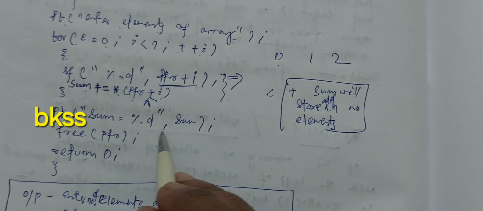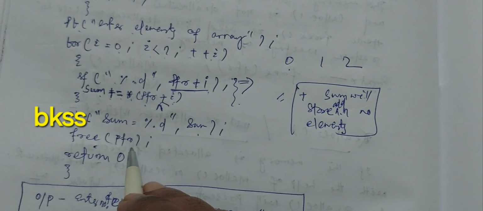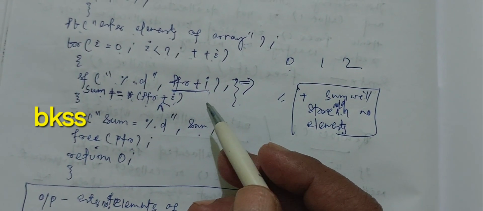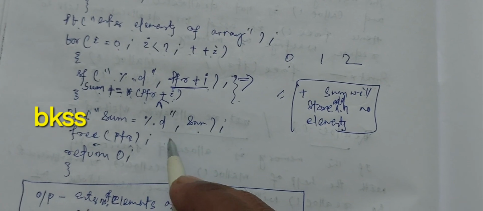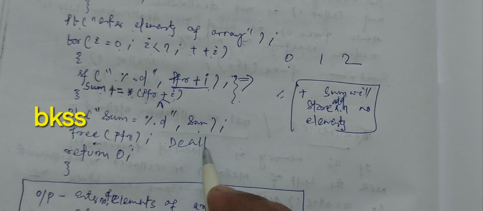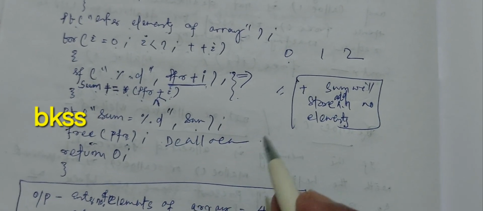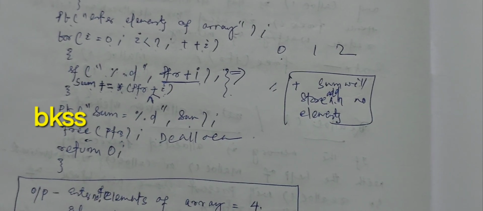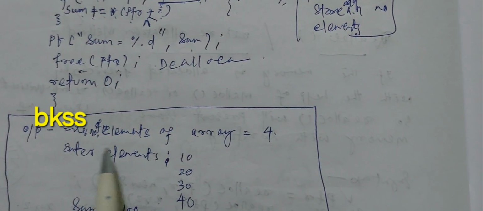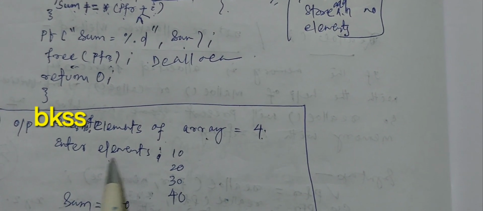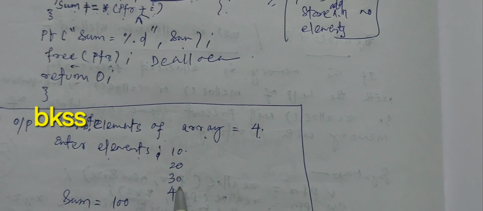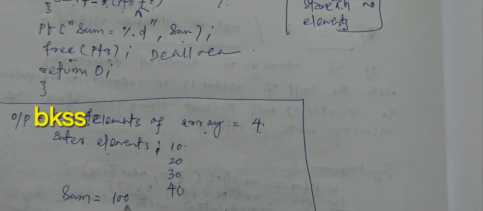So printf %d, sum, then free(ptr). After using our concepts, we call free(ptr), and the deallocation is done here, the allocation there. In the output it will be shown like: enter the number of elements of the array, 4; enter elements 10 20 30 40; and sum will be 100.